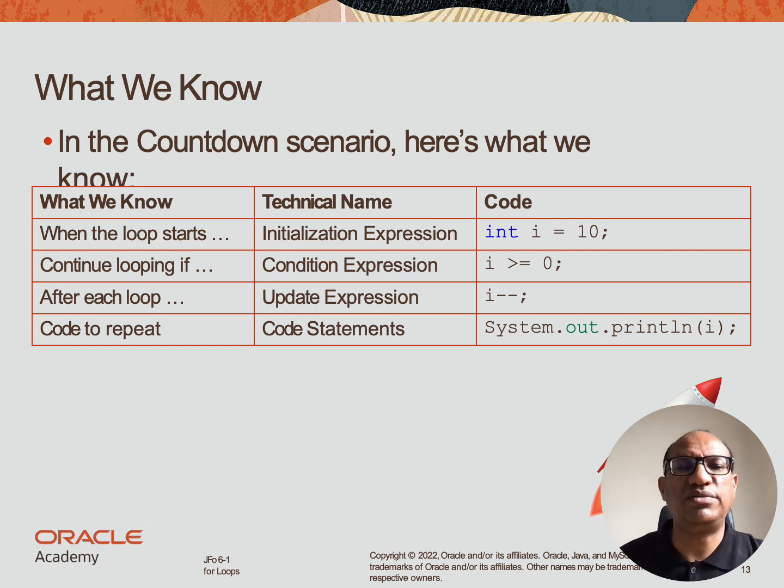Let's go back to our countdown. We know when the loop starts: int i is 10. How long to keep going? As long as i is greater than or equal to 0. What to change each time? i--. That's your loop structure.